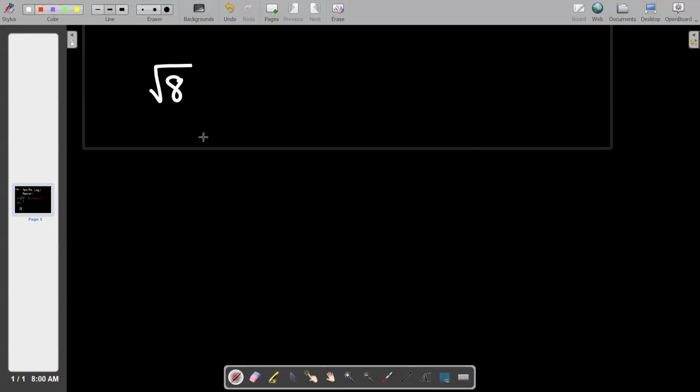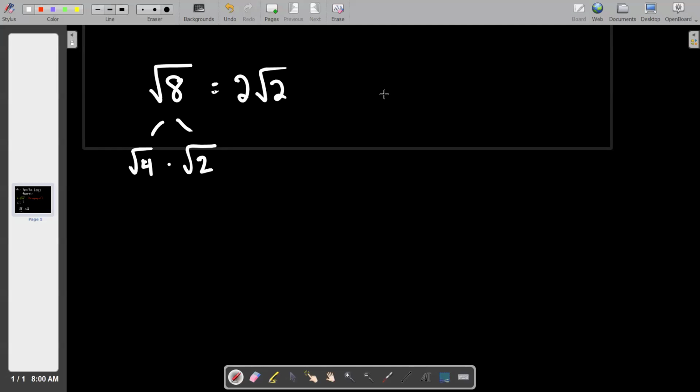To show my work, it would look like this. It would be the square root of and the square root of, and we would put 4 and 2 in that order, and then the 4, since it's a perfect square, would become 2. So we would say that this equals 2 root 2.